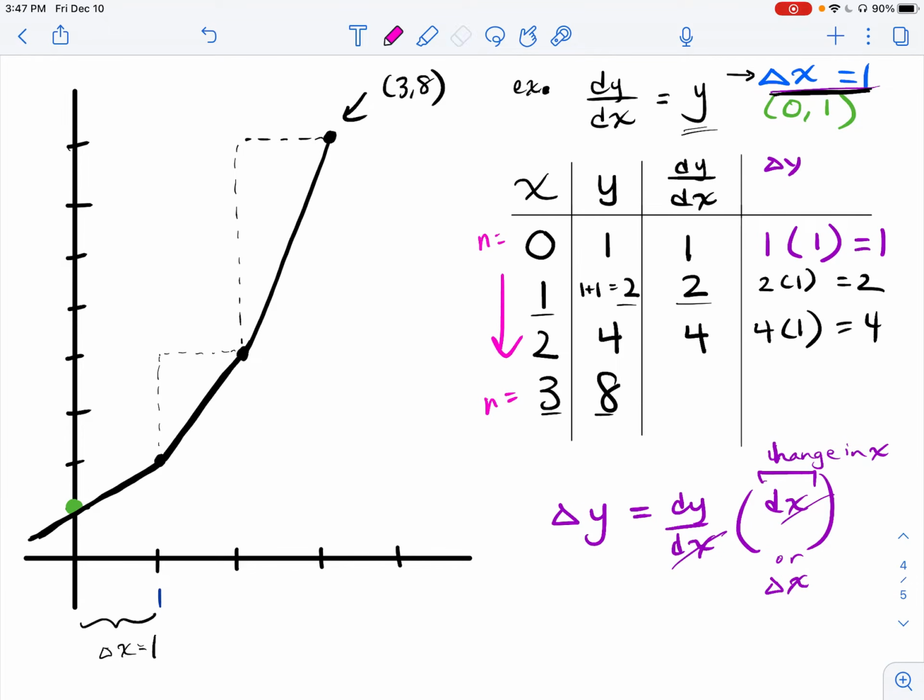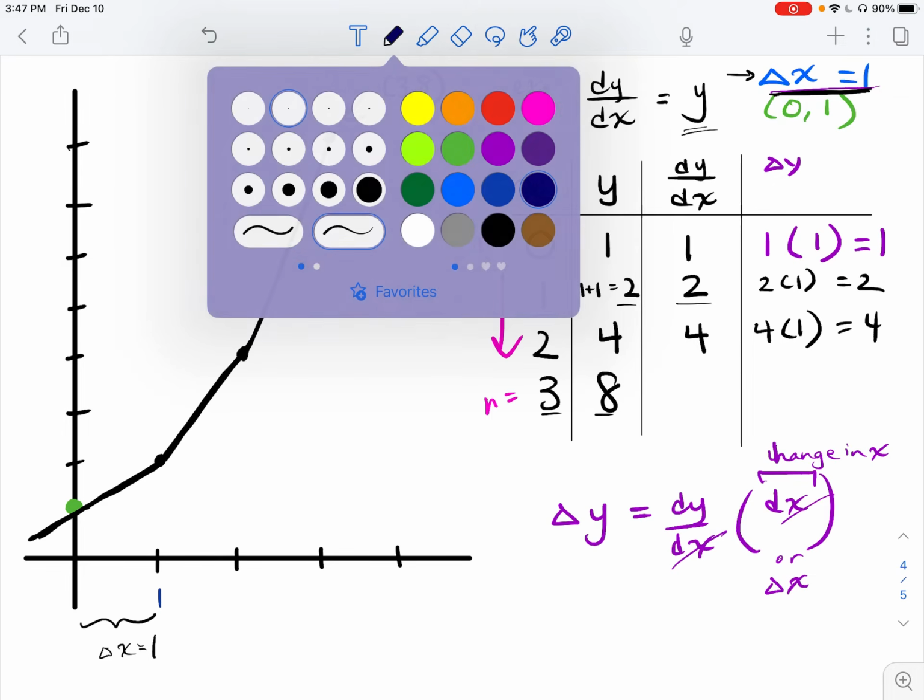Now, let's go ahead and compare what we've just graphed here with what the actual solution might be. So we kind of have a sense of how the function is behaving. Now, how can we determine this analytically? Well, let's go ahead and do that.